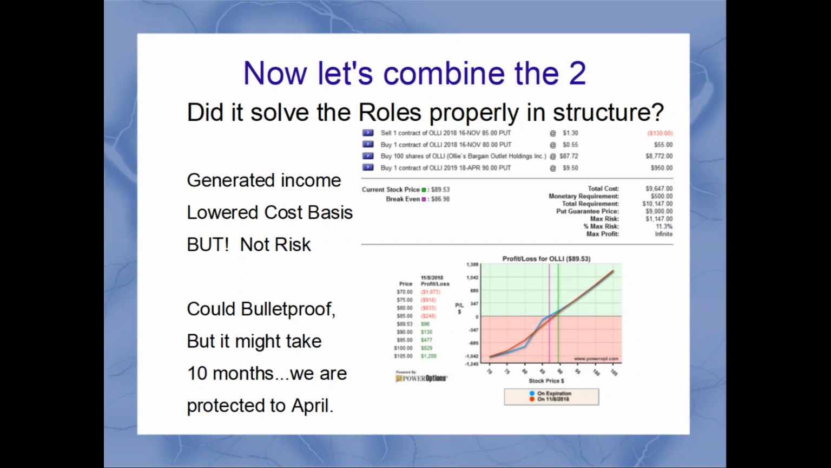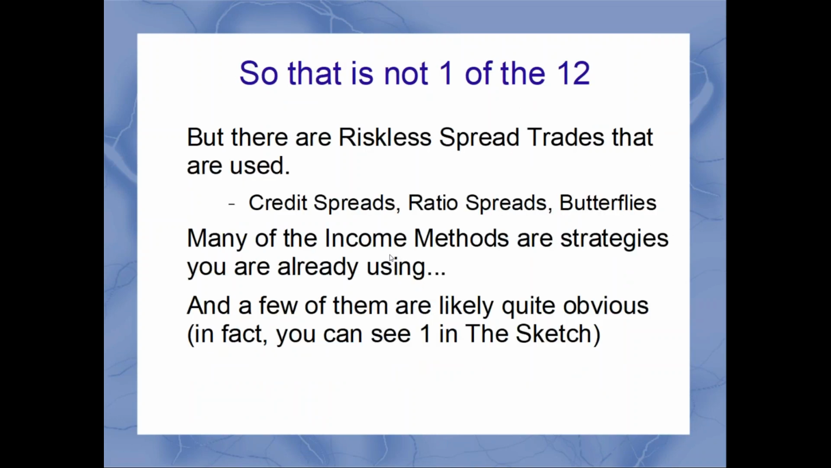And as I mentioned, we could bulletproof with this adjustment, but it might take 10 months. We're only protected to April, which is 5 months away. So this is not one of the 12 income methods. But we do use other riskless spread trades, credit spreads, ratio spreads, butterflies, and even condors inside the nested structure, which don't really increase the risk and can actually still leave the upside open.